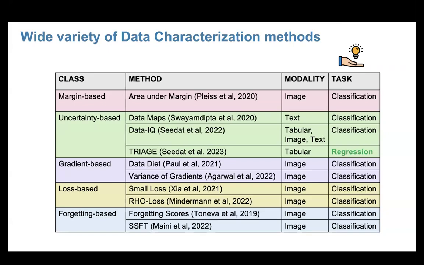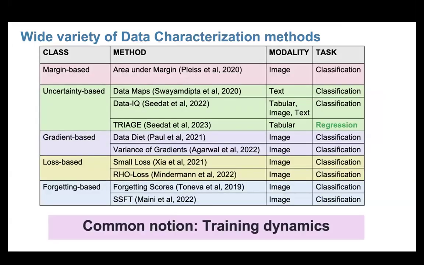That has really been the overarching goal. And then we see that, of course, there are different classes of methods targeting different modalities, and for the most part, targeting classification. But what's the thing that really binds all these methods together? It's this common notion of training dynamics, and I'll get onto it on the next slide. It's this idea of training dynamics that is the harmonizing factor between these different methods. And then I'll be breaking down how we go from this common notion of training dynamics to these different classes of margin-based, uncertainty-based, gradient, loss, and forgetting-based.